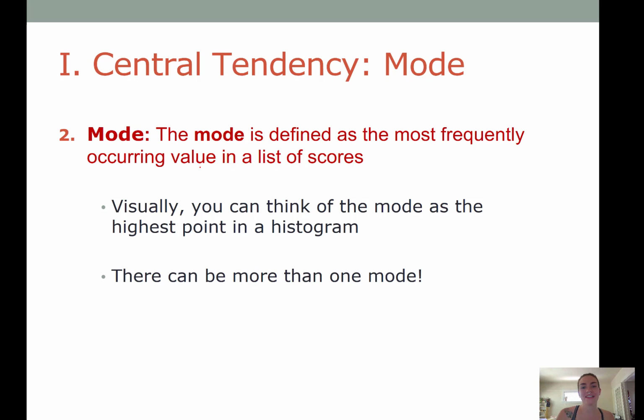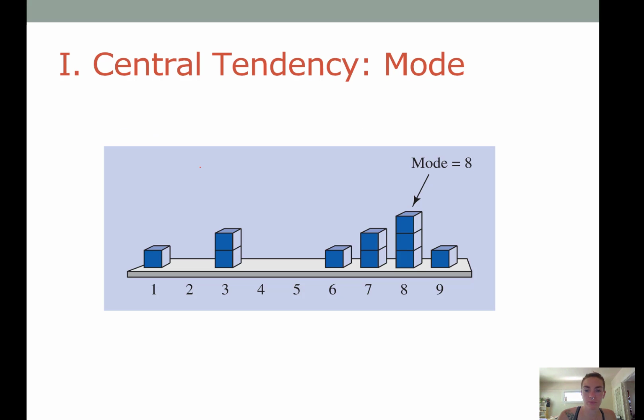And importantly, there can be more than one mode. And you know this from the last video lecture where we talked about bimodal distributions. If you create your histogram and it has 2 clear peaks, that means it has 2 modes. And if they literally have 2 modes, then it means that there are 2 scores that tie for the highest frequency. And that would create a bimodal distribution.